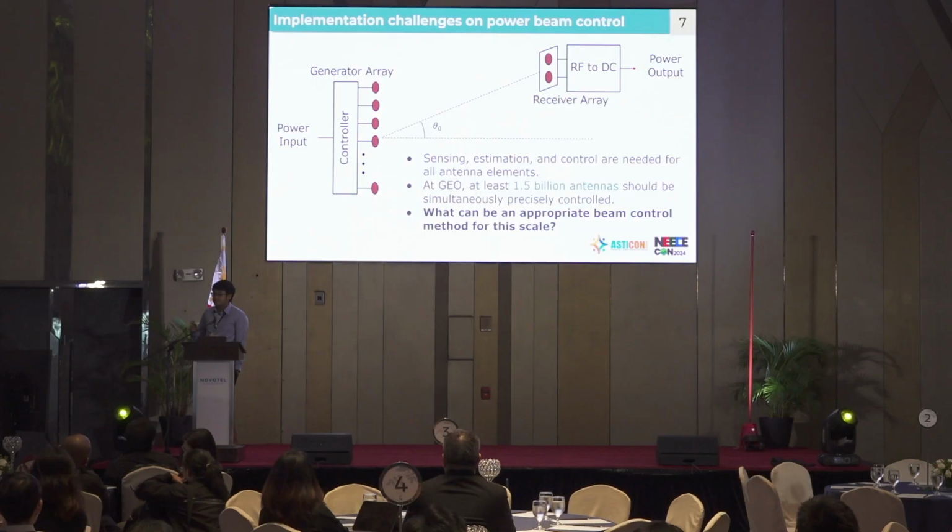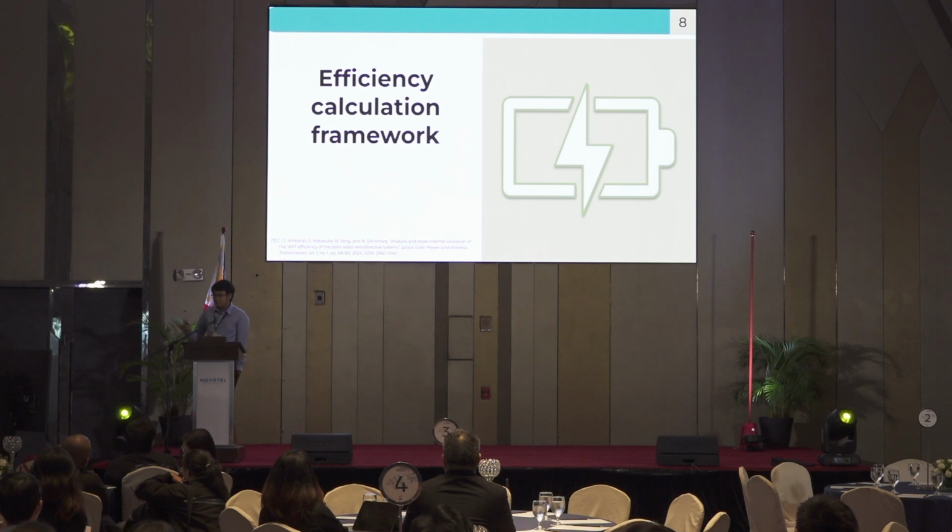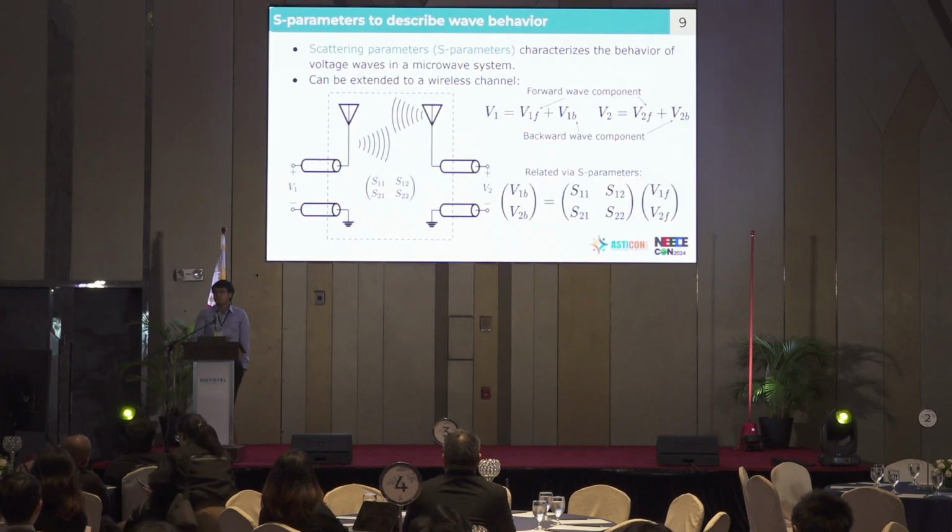Before we go there, let's look at how we compute the wireless power transfer efficiency. This is the framework that we use to calculate it. We base it on what we call scattering parameters, because we're dealing with waves, so we use scattering parameters to characterize the wireless power transfer.